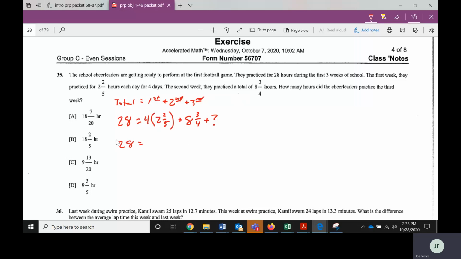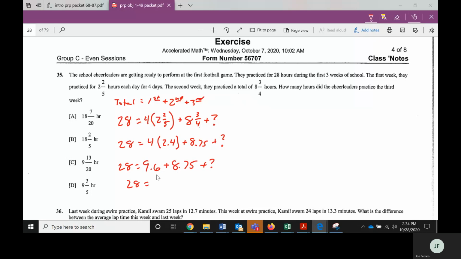So here we take 4 times 2 point. Now we take 2 divided by 5, that's 0.4, plus 8 3/4. You probably should know what that is as a decimal. It's 0.75, but if not, you type 3 divided by 4, 0.75. And then plus the third week, which we don't know. So 4 times 2.4 is going to be 9.6. We have plus 8.75 plus this. So now let's simplify this and get those together.